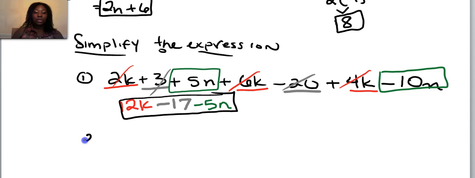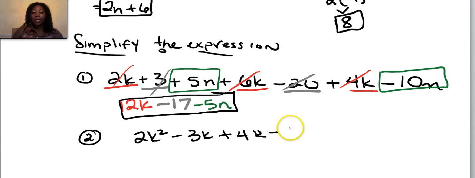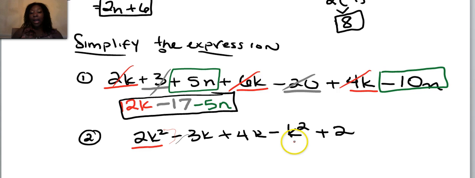Okay, here's number 2. What if you have 2k squared minus 3k plus 4k minus k squared plus 2? They both have the same variables, k squared and k. But it turns out that they are not the same. K squared has a variable to the second power, which is different from k. So the powers also matter.